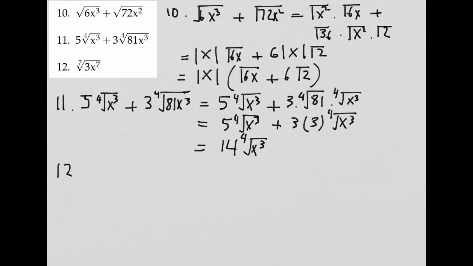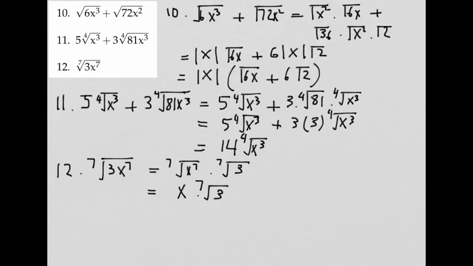Finally, example 12, what is the 7th root of 3x to the power 7? That's equal to the 7th root of x to the 7 times the 7th root of 3. 7th root of x to the 7 is equal to x. We don't need to worry about absolute values because the index is 7, which is odd, times the 7th root of 3. That's the final answer.